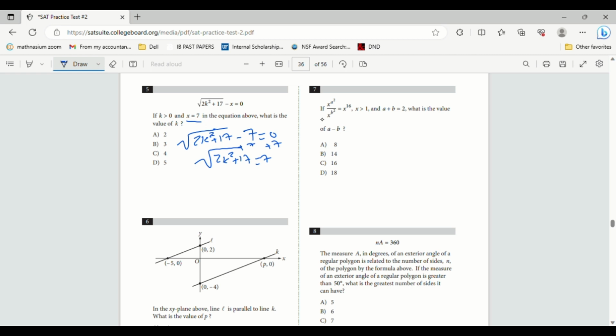In order to get rid of the square root on the left side, we can square everything, leaving us with 2k squared plus 17 equals 49. Subtract our 17.